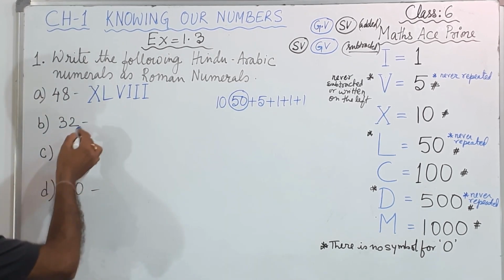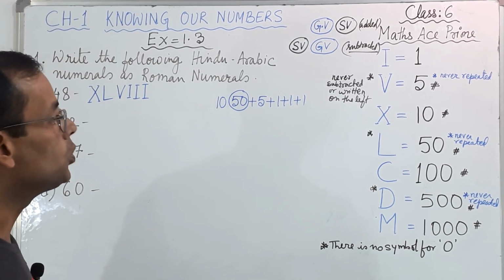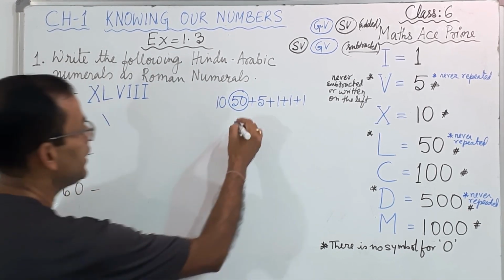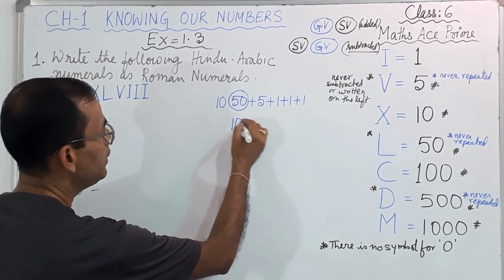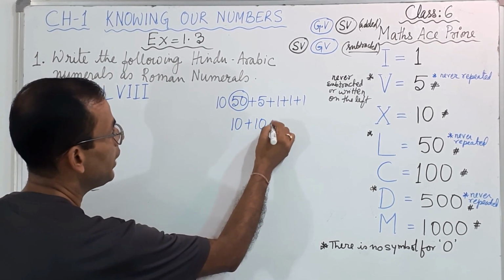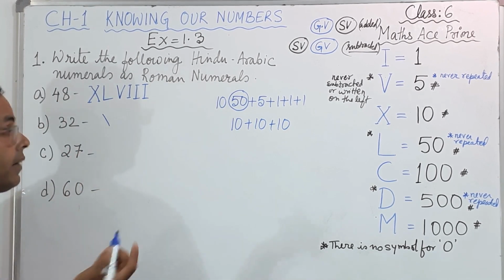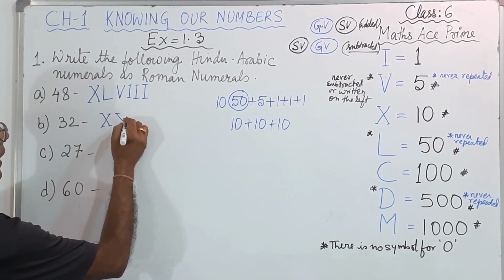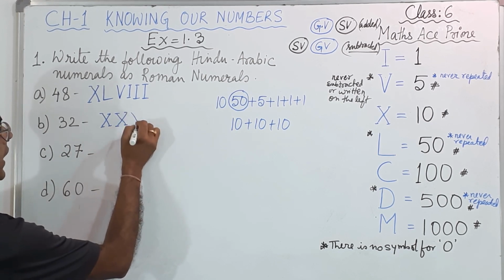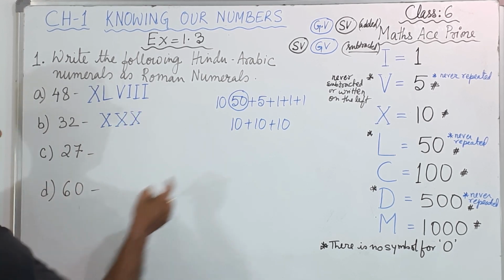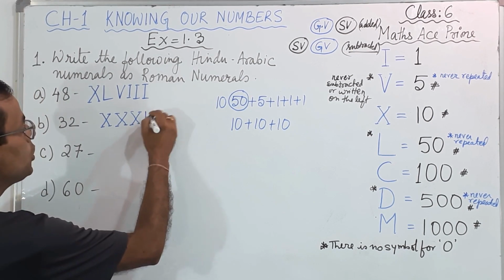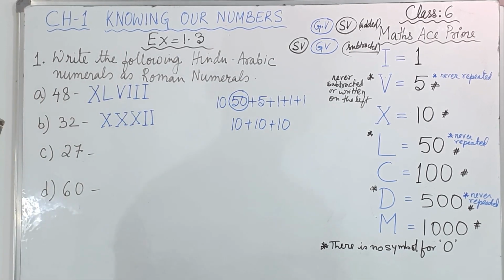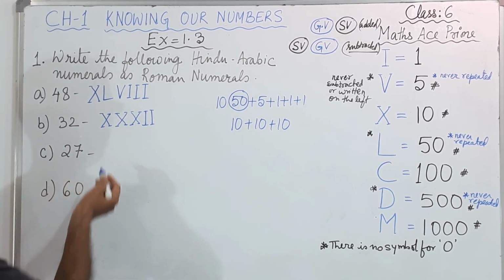Okay, then 32. So 32, what can we do? We can simply write, see, 32 if I want to do rough, 10 plus 10 plus 10. So 3 times we can write maximum. So X, 10 means X, again X, again X. Clear? And then for the 2, we can write I 2 times. So this is 32.